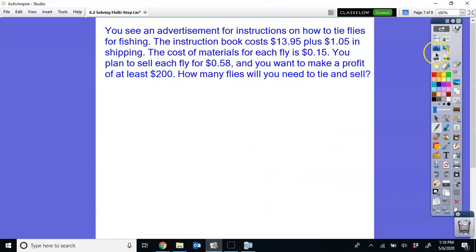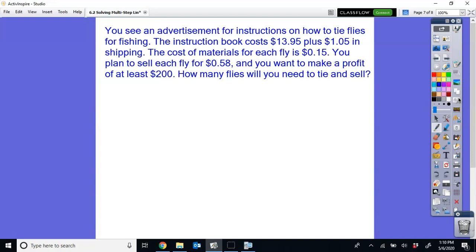All right, the last problem for today. The last problem, let me make sure I'm not lying to you. Yeah, last problem for today. Says you see an advertisement for instructions on how to tie flies for fishing. Some of you have been fly fishing before, possibly. The instruction book costs $13.95 plus $1.05 in shipping.